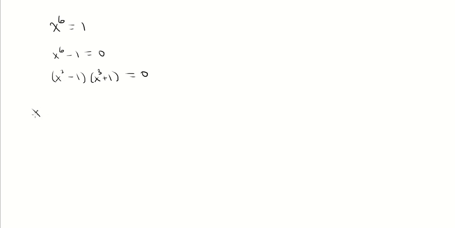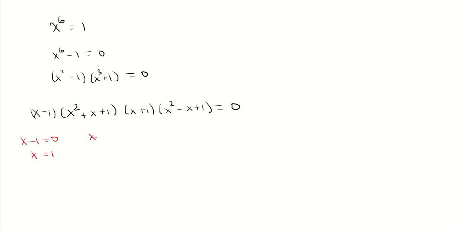So x cubed minus 1 is x minus 1 times x squared plus x plus 1. And then x cubed plus 1 is x plus 1 times x squared minus x plus 1. And we're going to set each factor equal to 0. So x minus 1 is 0, means x is 1. We'll set x plus 1 equal to 0, get x is negative 1.